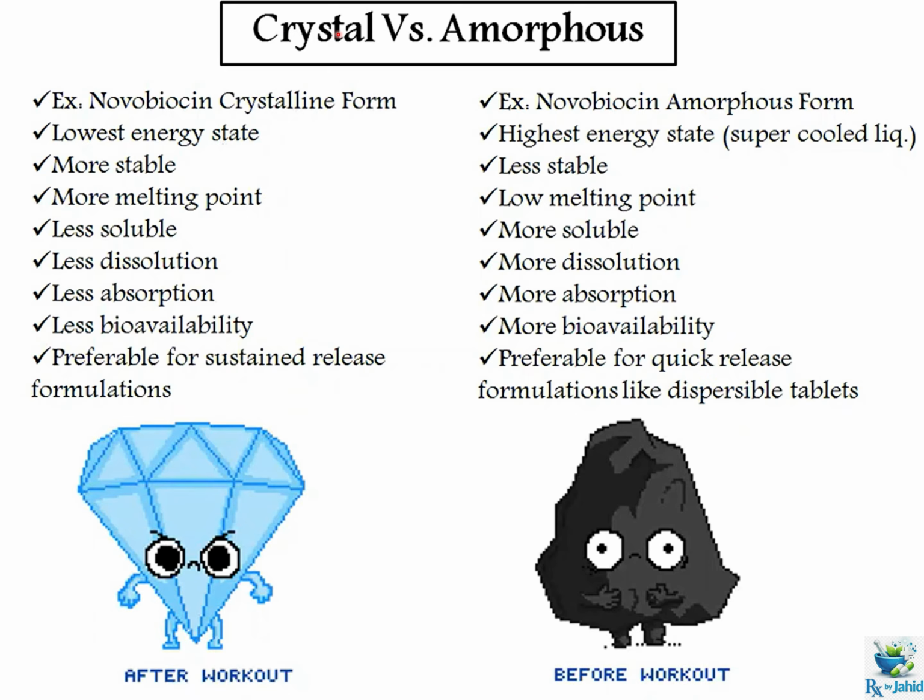So crystal shape is the stable one. Okay, but the amorphous phase is not stable. As crystal shapes are stable, they have the lowest energy state. As they are more stable, they will have a higher melting point, and unfortunately, these will ultimately have less solution, less dissolution, less absorption, less bioavailability, and these are preferred for sustained release formulation. So in case of amorphous phase, the conditions would be just opposite to crystal shape.